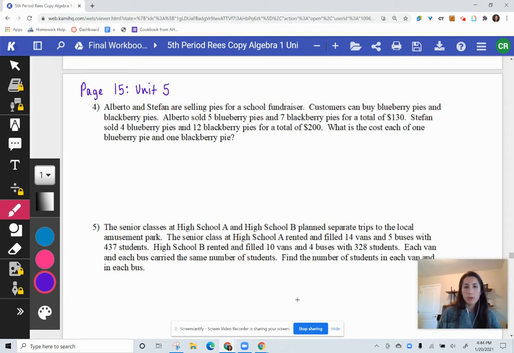So we have Alberto and Stefan are selling pies for a school fundraiser. Customers can buy blueberry pies and blackberry pies. So it looks like we're looking for the cost of each of those items, blueberry and blackberry. So those are going to be our two variables. I'm just going to use x, or I usually just see the first term, blueberry pie, and let's say y, that's going to be blackberry.